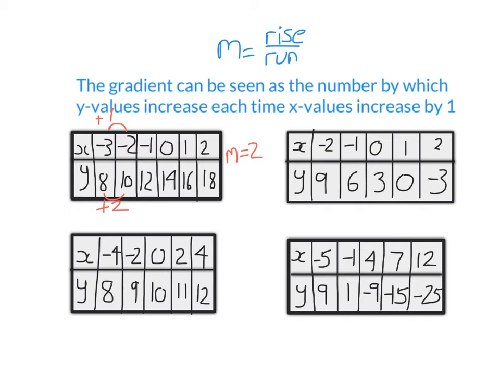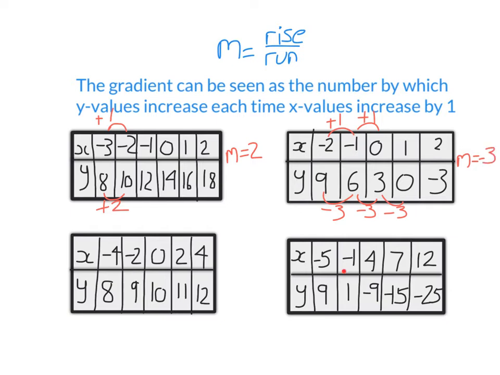What about this table of values? Well, again, each time x is going up by 1, what's happening to y? It's decreasing by 3, or we're subtracting 3 from each number. So that means here the gradient in this table of values is minus 3.